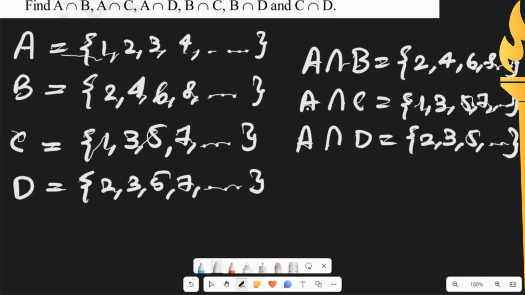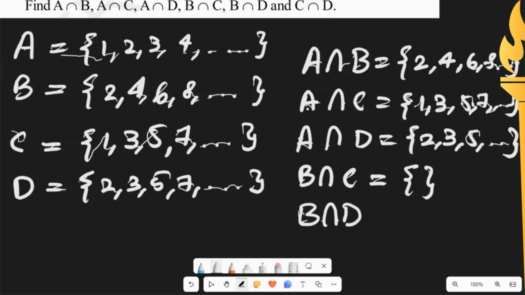Next we have B intersection C. B has all even numbers and C has all odd numbers. So there wouldn't be any common elements in both of the sets. So it will be a null set here. B intersection C is a null set. Next, B intersection D, we have B has all even numbers and D has prime numbers. If we find intersection, we would get even prime numbers, which is only element 2. 2 is the only even prime number.